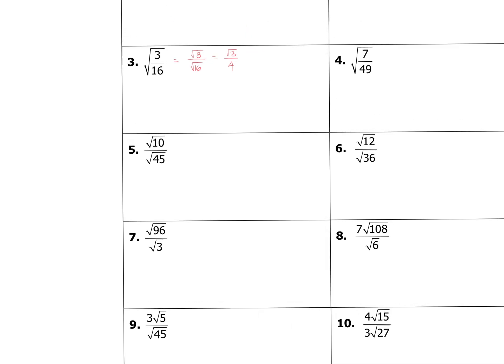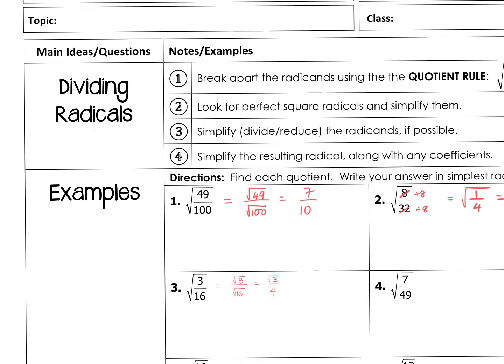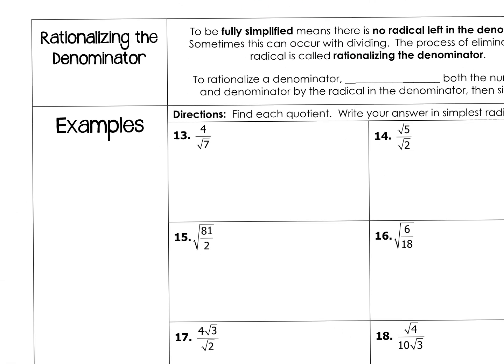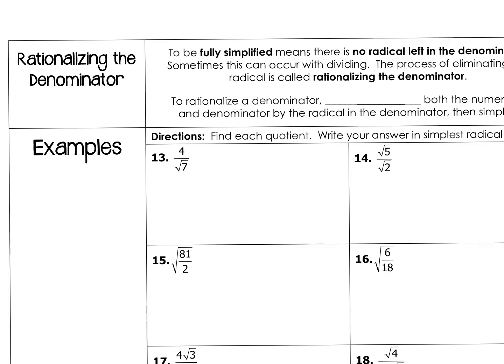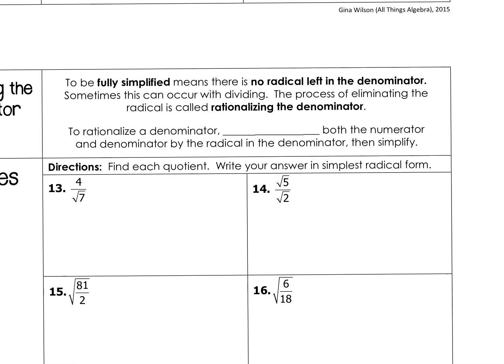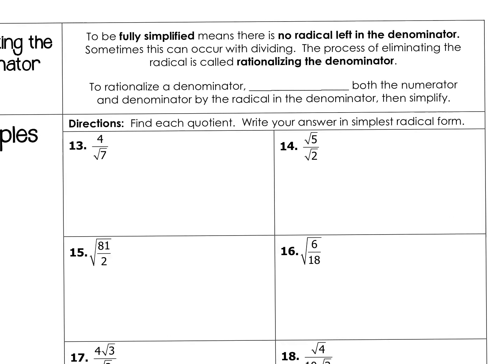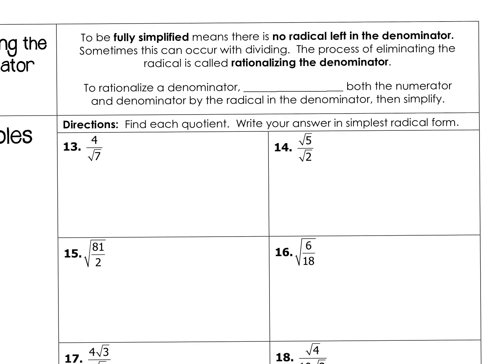All right, so that is how you simplify, or we call dividing radicals. Basically, simplify your fraction. Next will be rationalize the denominator. To fully simplify means there's no radical left in the denominator. So if you're ending up with a radical, you have to multiply both numerator and denominator by the radical in the denominator and then simplify.